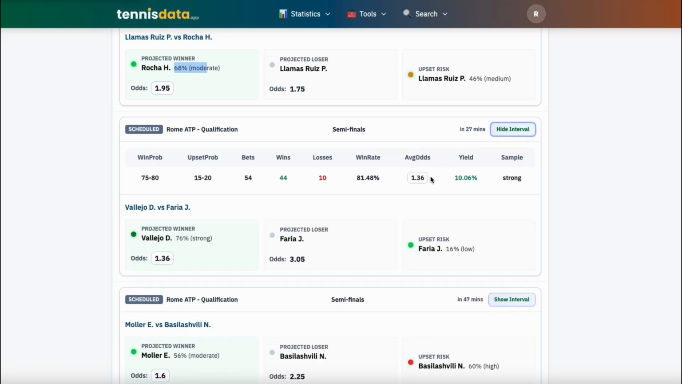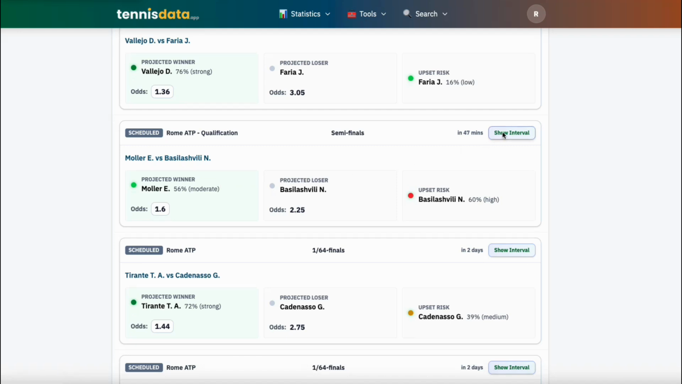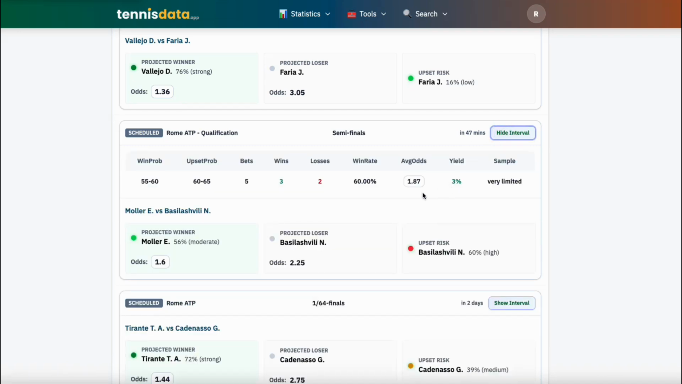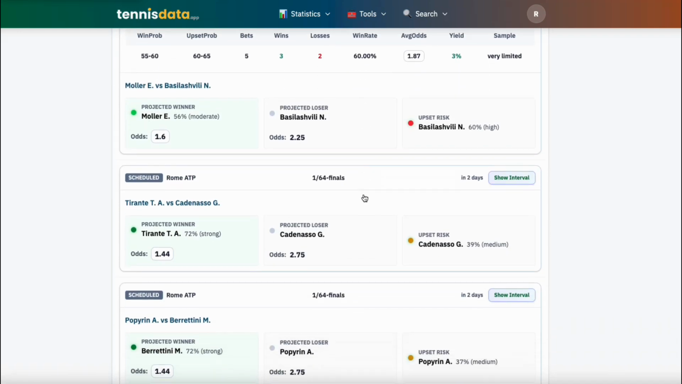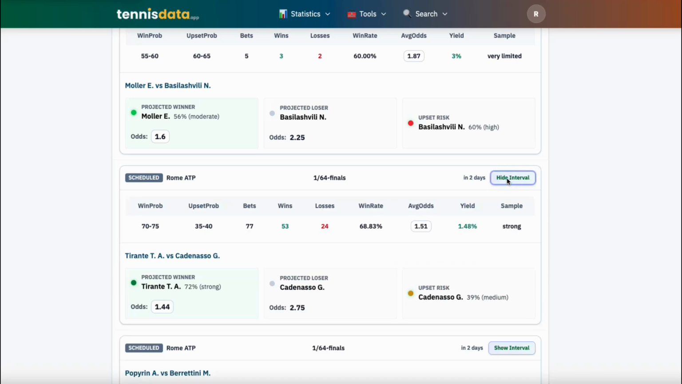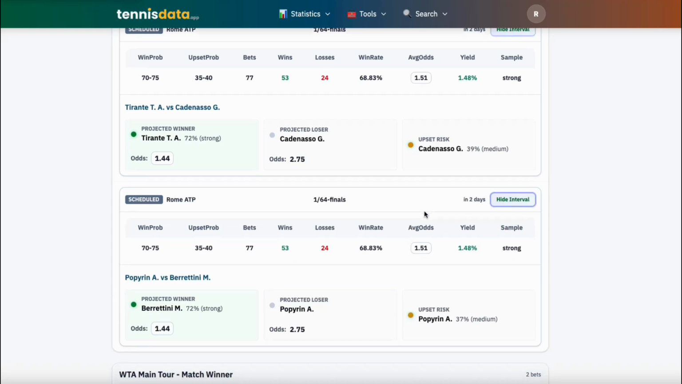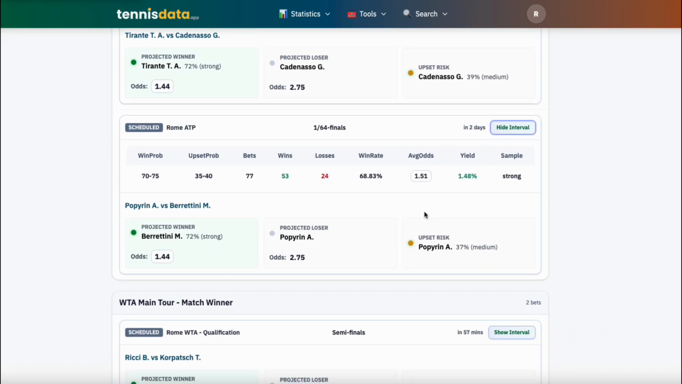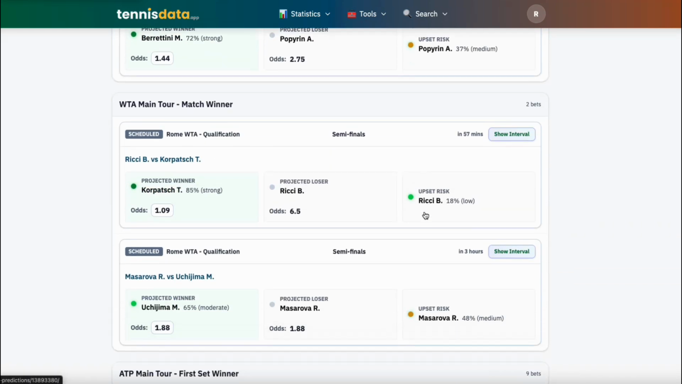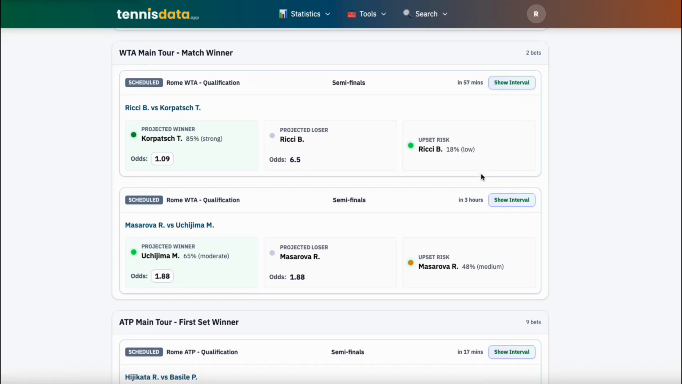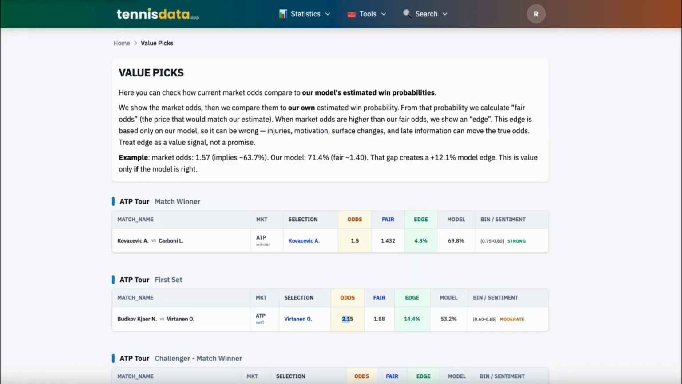For each prediction in the group, we also show the interval data behind it. This allows you to compare the current market odds with the average odds from that interval. So, for example, you can quickly see whether today's odds are higher or lower than what this interval has historically offered. This can be a useful tool for filtering out matches that may have been profitable in similar situations in the past. And again, we calculate this across all tour types, and for both markets we cover, match winner and first set winner.